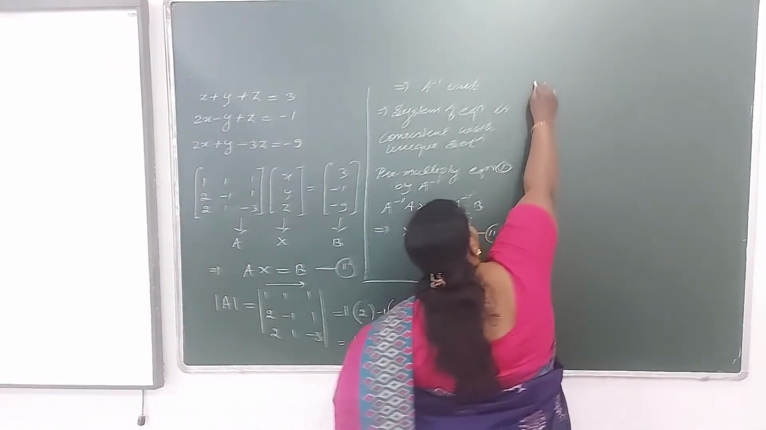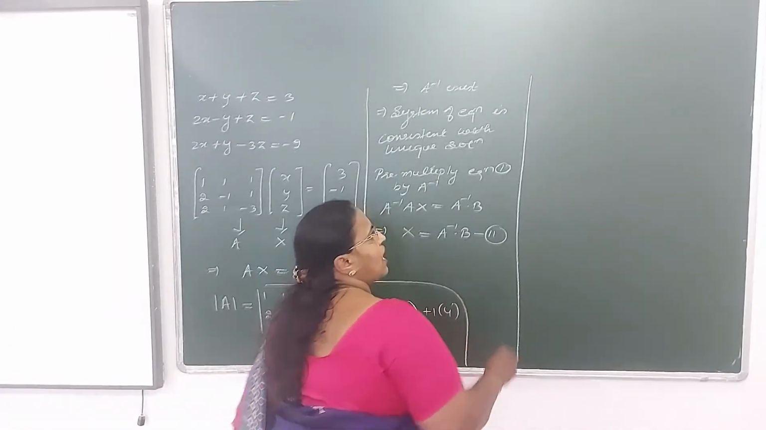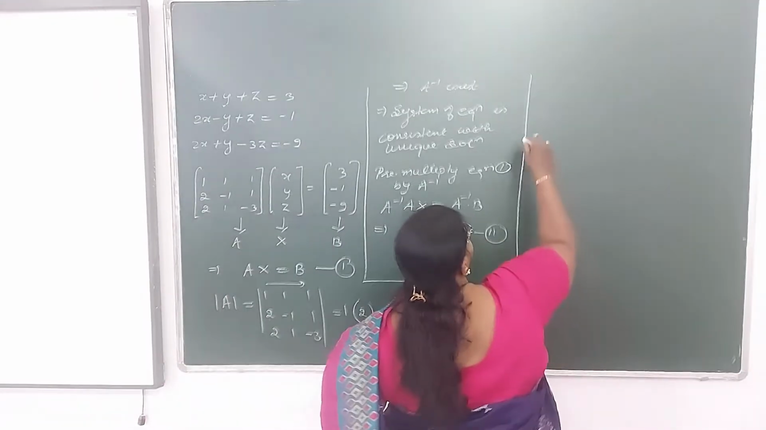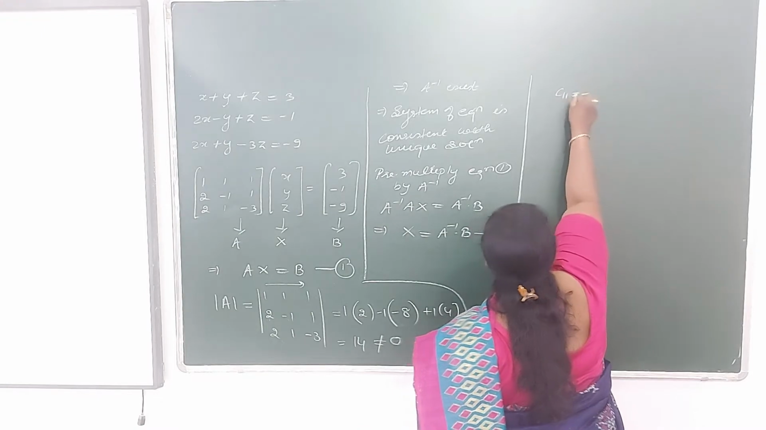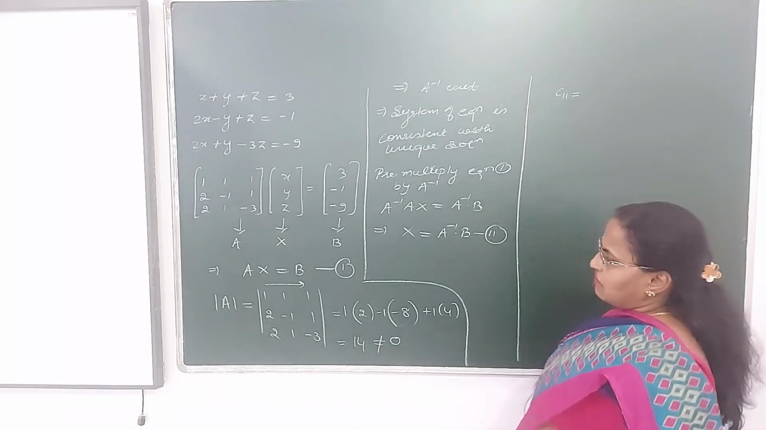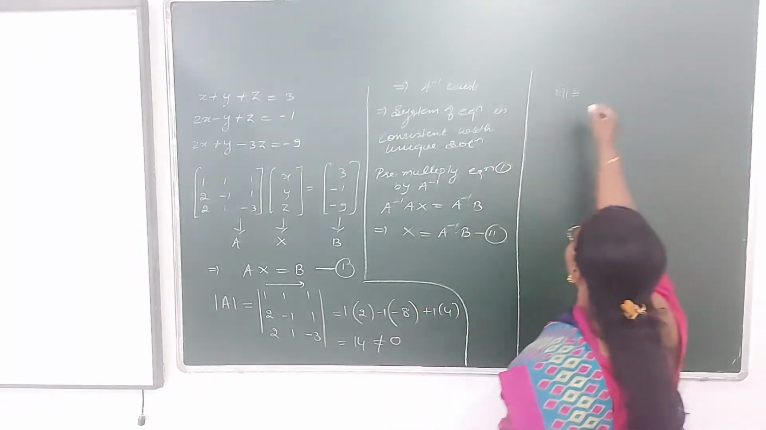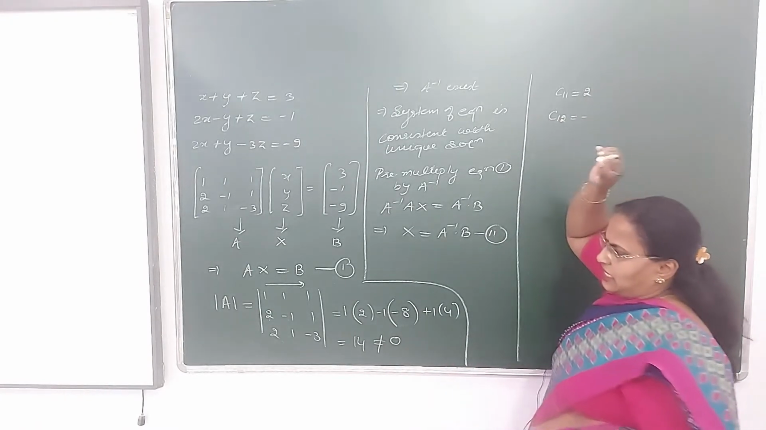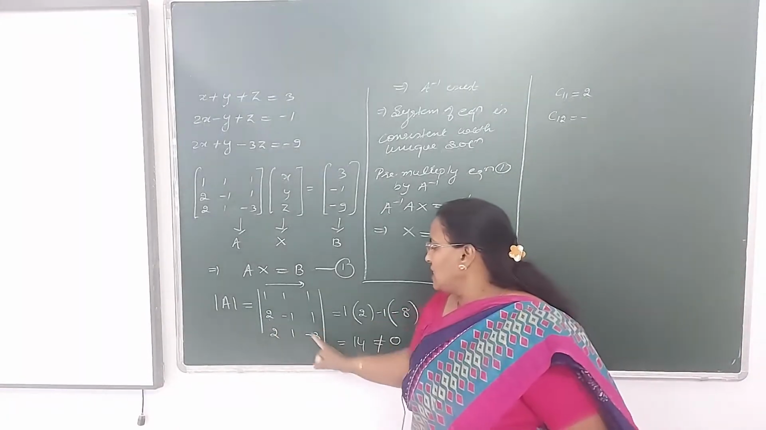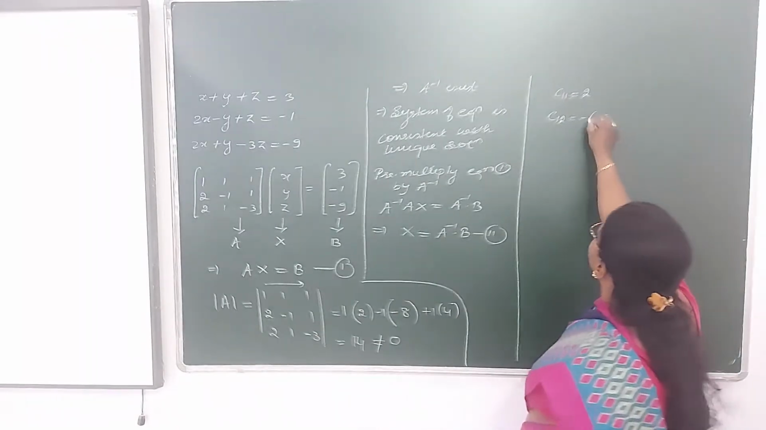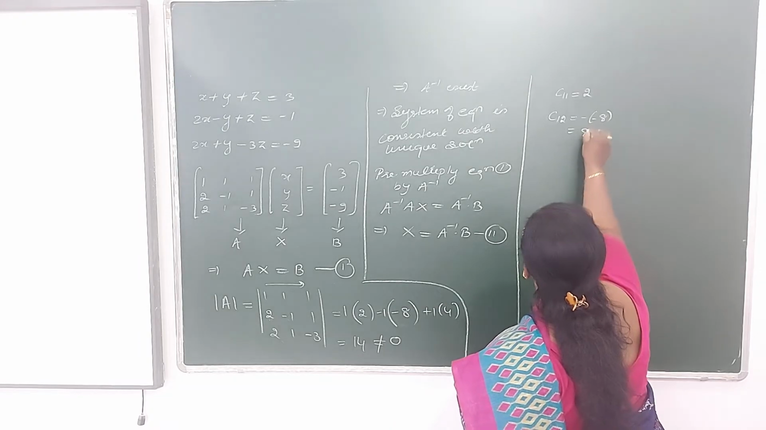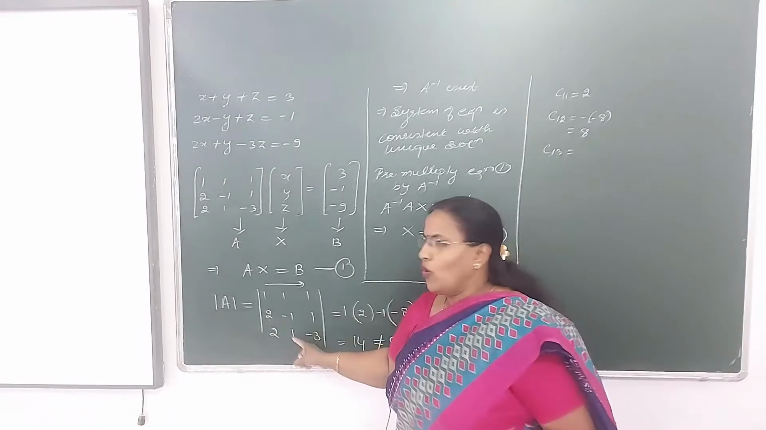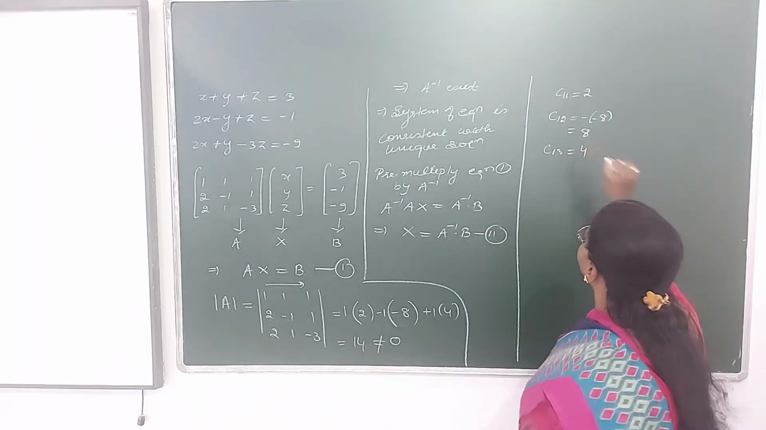Now we will reach the next part of finding out A inverse. For finding out A inverse you need the cofactors. So let us find out C11. Now C11, what is it? It's 3 minus 1, it's 2. C12, minus sign you will be placing. So it's minus 6 minus 2, it's minus 8. So C12 is plus 8. C13, what about C13? It's 2 plus 2, it's 4.